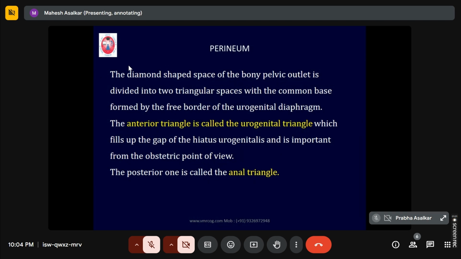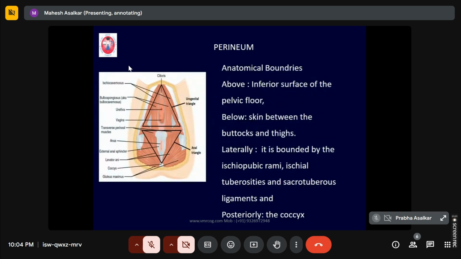The anterior triangle is called the urogenital triangle, which fills up the gap of the hiatus urogenitalis and is important from the obstetric point of view. The posterior one is called the anal triangle. So you have two triangles. The anterior one is the urogenital triangle and the posterior one is the anal triangle. Okay, so here you can see this is the anterior triangle, this is the posterior triangle. This is the urogenital triangle and this is the anal triangle.